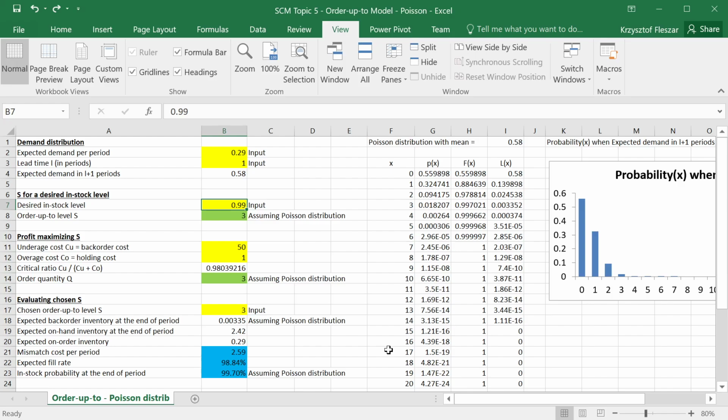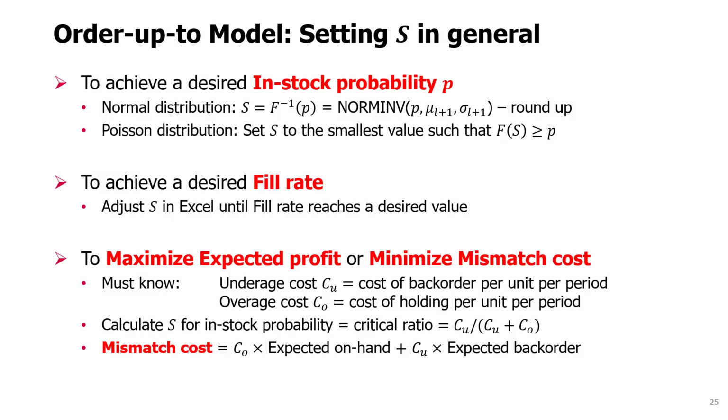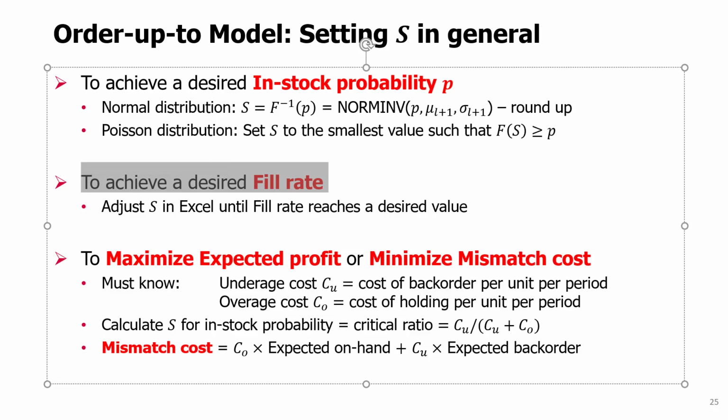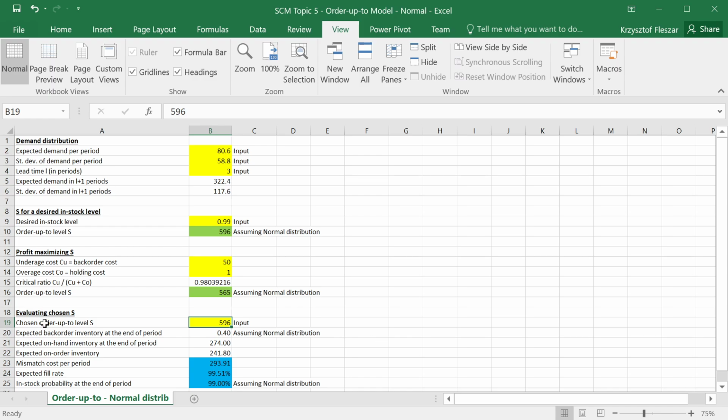and assuming the in-stock probability is given. The second case is if we want to achieve a desired fill rate. And both for normal and Poisson distribution, the way to find the order up to level S that will satisfy a certain fill rate is just to increase or decrease S until the fill rate achieves the desired value. So here this part of the spreadsheet is evaluating, given an order up to level S, and showing me that the expected fill rate is 99.51%.